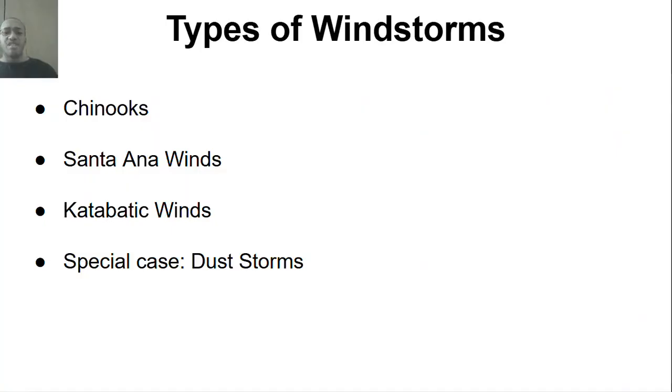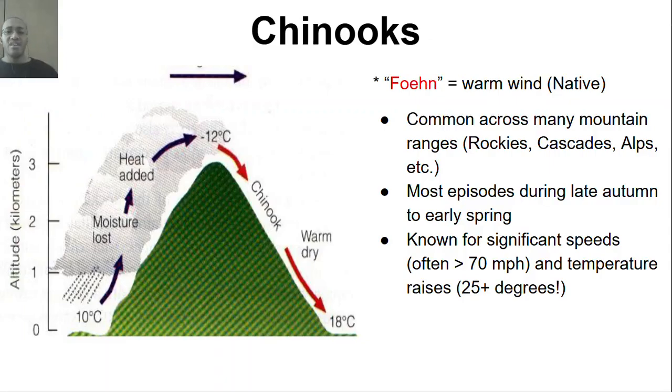So now we'd like to look at the different types of windstorms. There are three different types, along with a special case of dust storms, which we'll look at at the end. But we'll first take a look at the Chinook winds. Chinook comes from the native word for warm wind, which are the foehn winds, and typically these winds are called warm because of how much they warm up as they descend on the other side. Chinooks are pretty common across mountain ranges like, for example, the Rockies, the Cascades, and the Alps, to name a few.